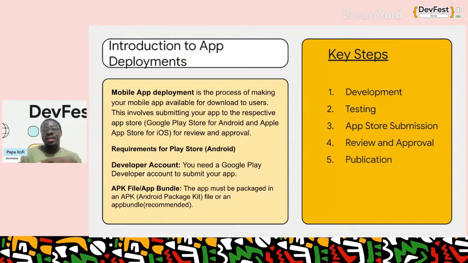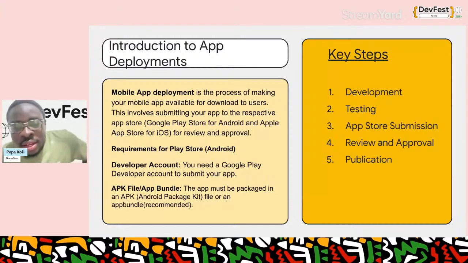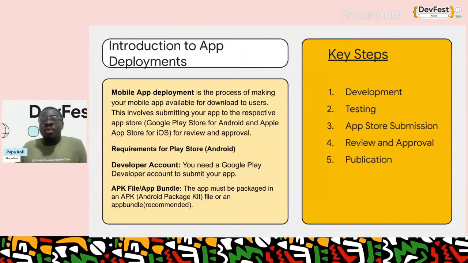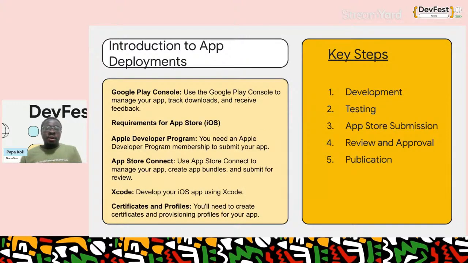The key steps are listed on my right hand side and probably your left hand side. Number one is development. Number two is testing. Number three is app store submission. And number four, a review and approval process. Then finally you publish it, just like how people write books and publish them. Software developers also have to publish their apps for the world to see and use as well. You also need a Google Play Console, which is similar to having a developer account generally.